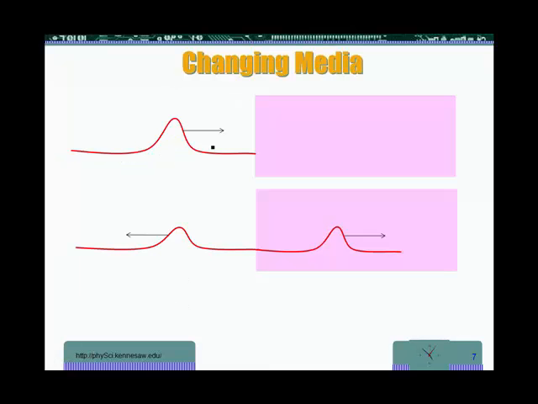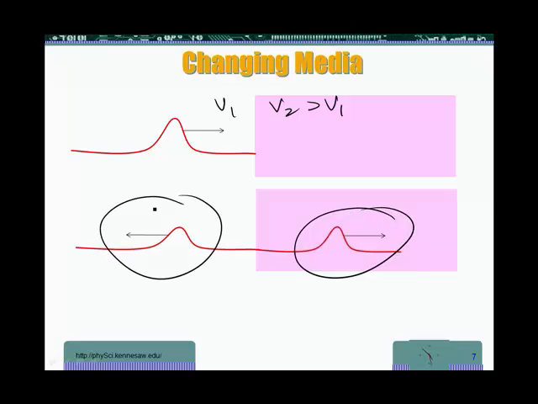However, if we move from one medium to another medium where the velocity is larger than the velocity at medium 1, the transmitted one still keeps the same orientation, but the reflected one in this case keeps the same orientation as well. That's very important.